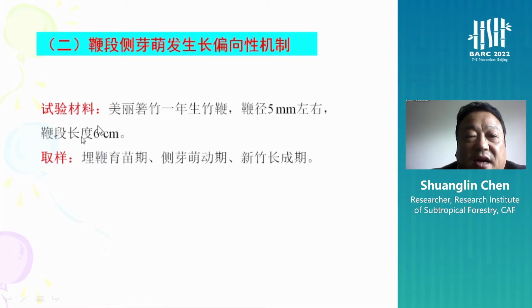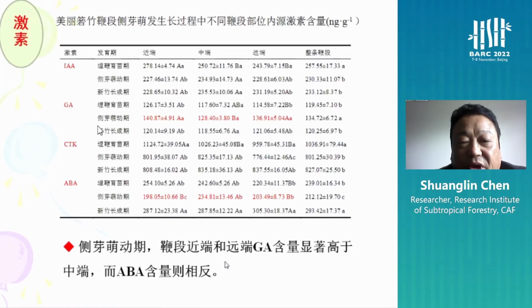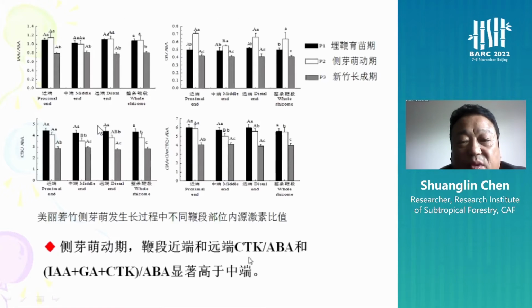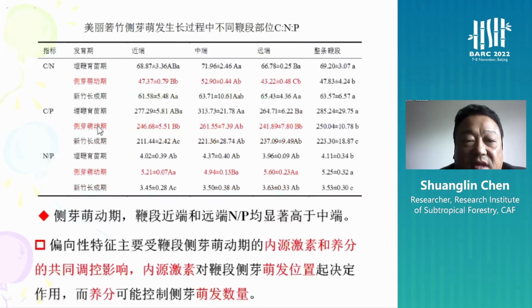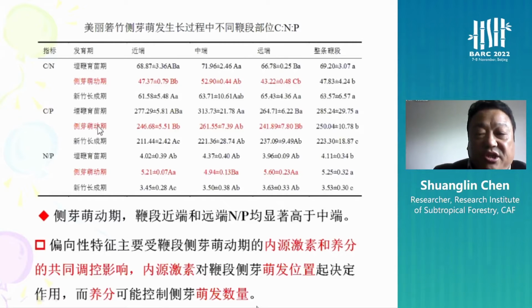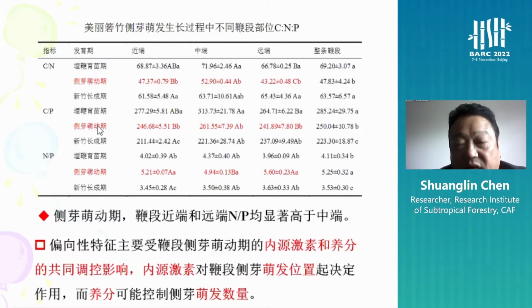One is for the 1-year bamboo with 5 mm diameter, and the length is 6 cm. And we take examples from the three stages of the bamboo. So we see from the near or far end that the GA content is significantly different. We also see for some cells that the far side is higher than the middle end. And also the NP content is higher than the middle end. So that is because the integral hormone and the nutrition are co-working on this.